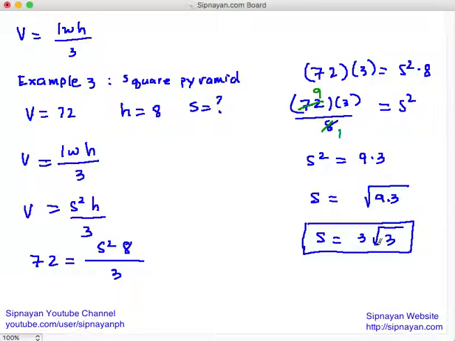I hope meron kayong natutunan dito sa video na to. Ang susunod natin na gagawin is to give more examples on how to find the area, sorry, not the area but the volume of pyramids, as well as yung mga iba pang quantities, yung length, width, and height. So maraming salamat.